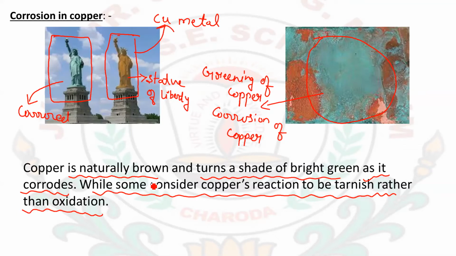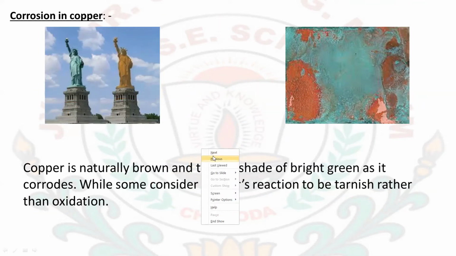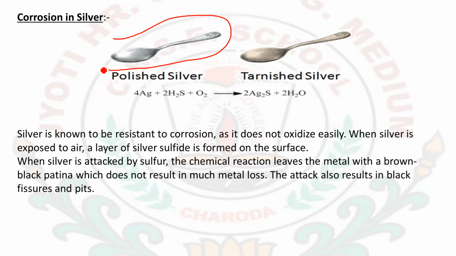Okay, next is the corrosion seen in other metals like silver. You have seen the corrosion in silver also. Silver is generally a shiny metal with a silvery tint, but after some time you will see that it has become tarnished and its shine has gone.